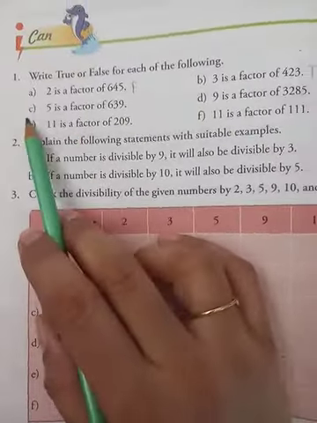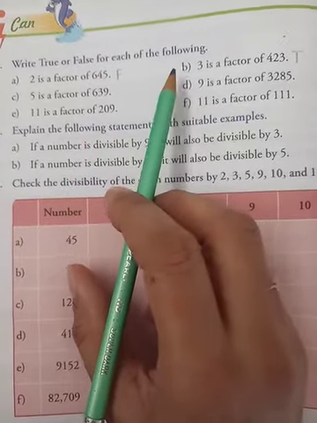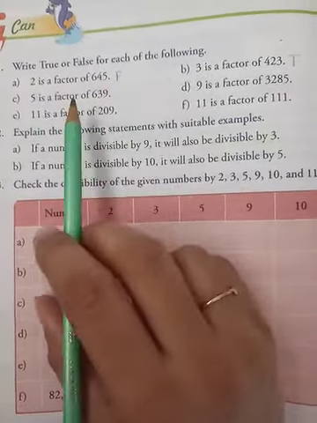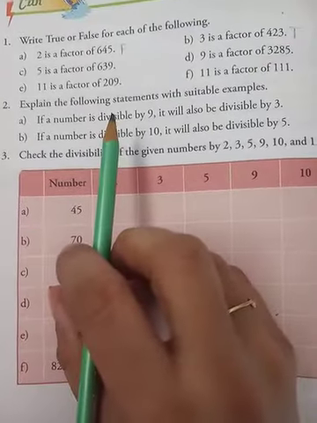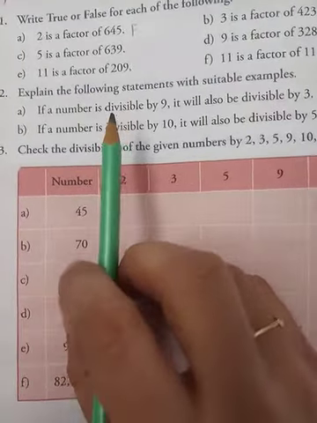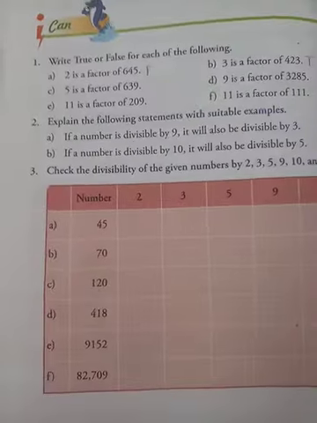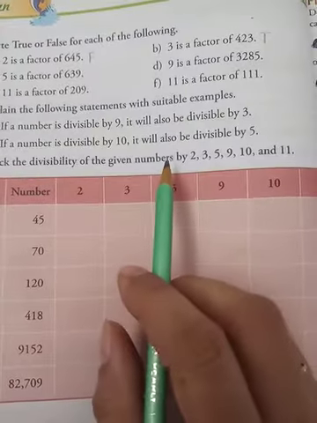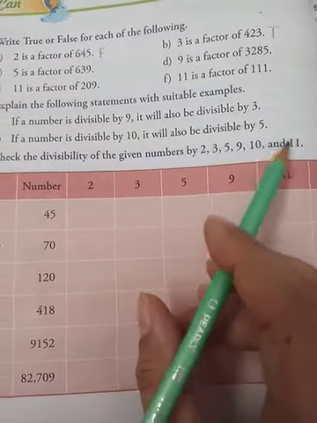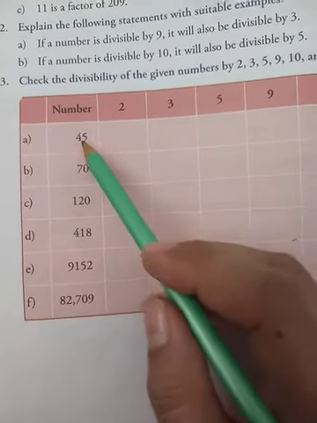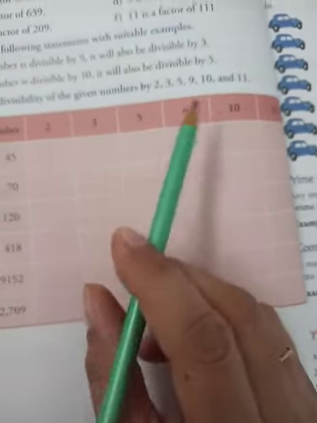I explained how to write, and I'll share the pic of 2 questions. Then according to these 2 questions you have to write in your notebook. For question number 2, I'll share the pic of the solution, so don't worry about question number 2. And question number 3: check the divisibility of the given number by 2, 3, 5, 9, 10 and 11. That means the numbers are given there. For each number you have to check all the divisibility rules, right?